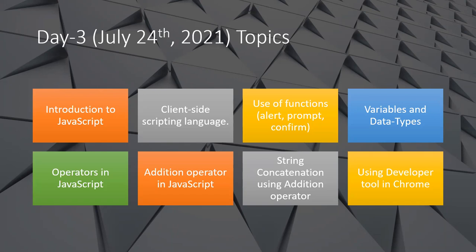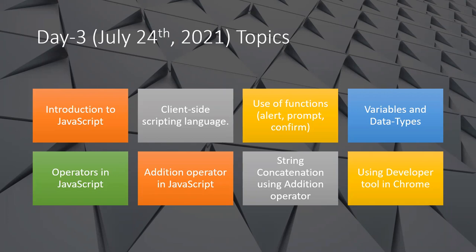So for this session, I have planned as usual 8 items. Introduction to JavaScript, many people might be knowing it. And then what is client-side scripting and why do we call JavaScript a client-side scripting language? Use of the functions, preferably the functions which we use very often: alert, prompt, and confirm, and how to use them in the client-side scripting language called JavaScript. So it is not directly connected to SSJS, but yes, we might have to use it later.